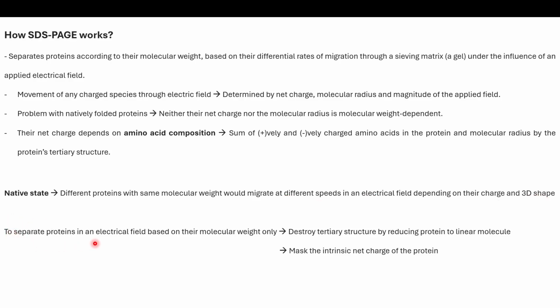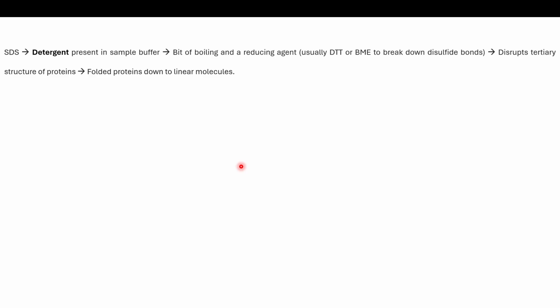To separate proteins in an electric field based on their molecular weight only, you can destroy the tertiary structure by reducing the protein to a linear molecule, then only will you have an unbiased way of separating the different protein fragments. Or you mask the intrinsic net charge of the protein by coating it with a uniformly charged molecule. So that is what SDS-PAGE does.